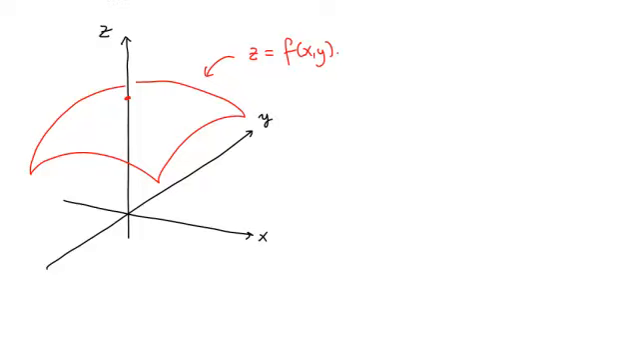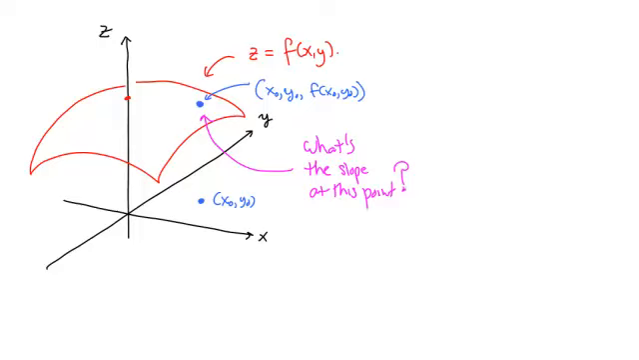I'll take some input point in the plane, so here will be the point x naught, y naught. And so this input point will correspond to some dot here on the graph, and that dot will be the ordered triple x naught, y naught, f of x naught, y naught. So I could ask you this question. What's the slope at this point? How would you find it?